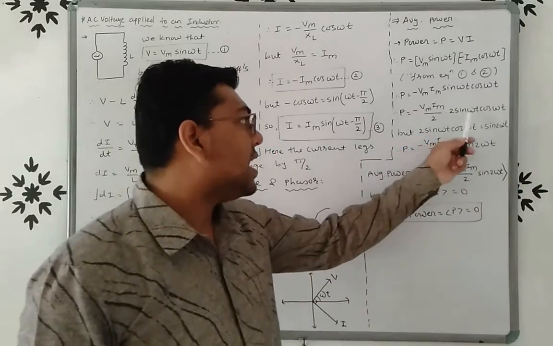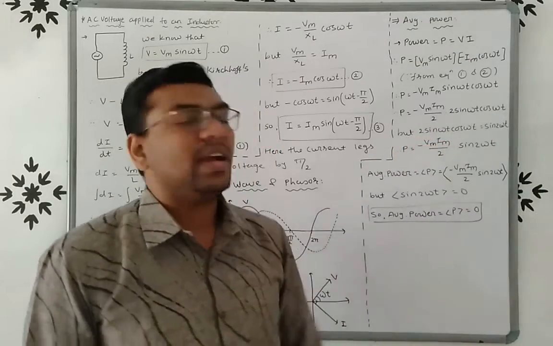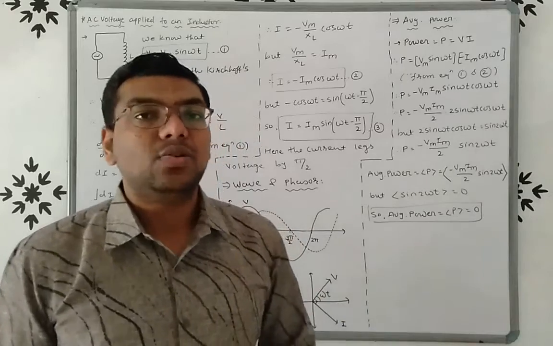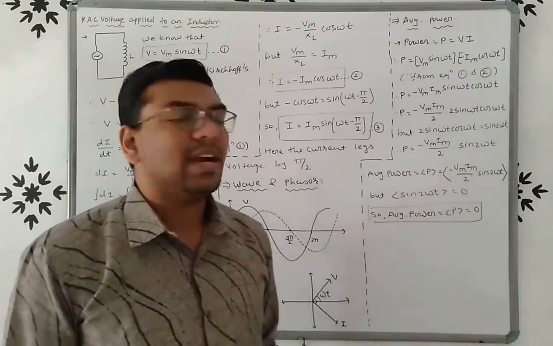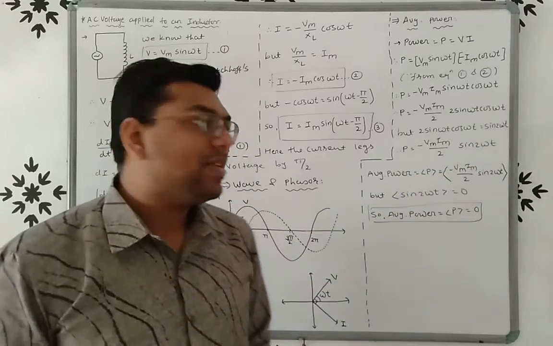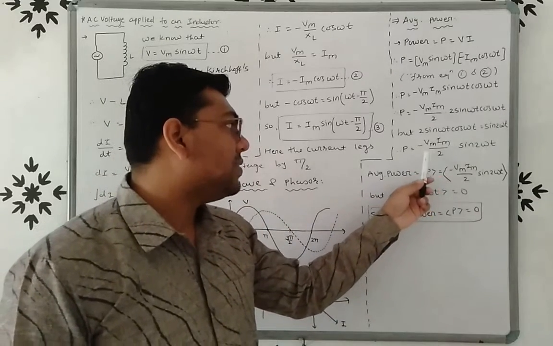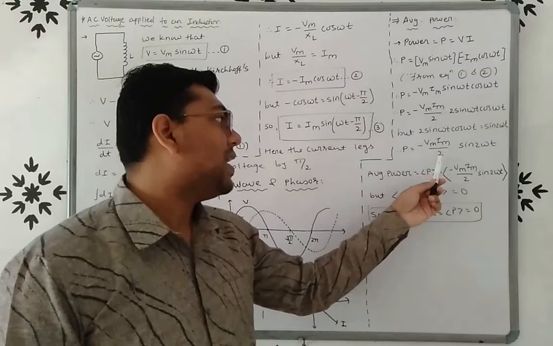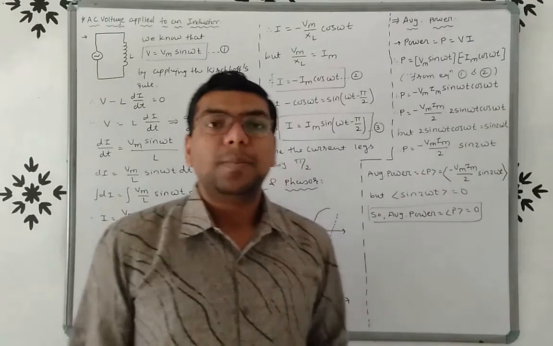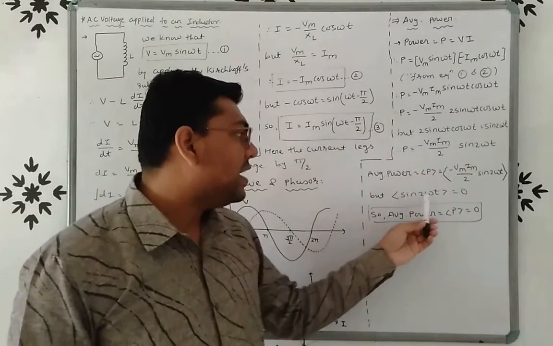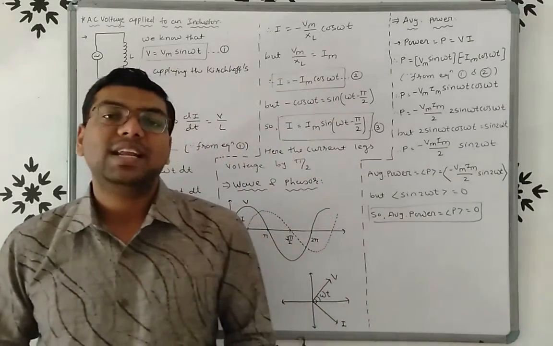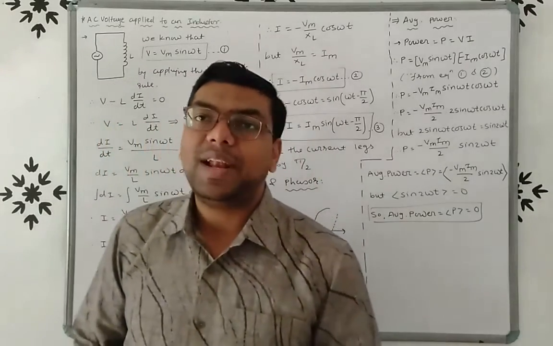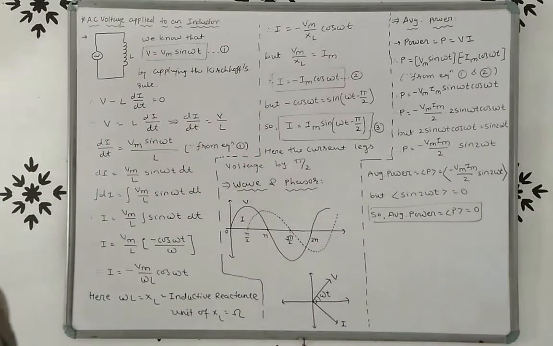But this 2 sin omega t cos omega t is equal to sin 2 omega t. So minus Vm Im by 2 sin 2 omega t. To find the average power, we take the average value of this minus Vm Im by 2 sin 2 omega t. But the average value of sin 2 omega t is 0. So here the average power when AC voltage is applied to an inductor is 0.